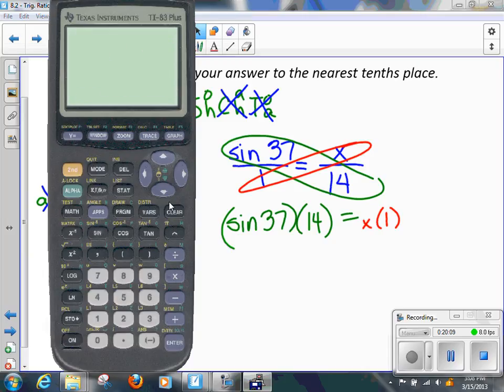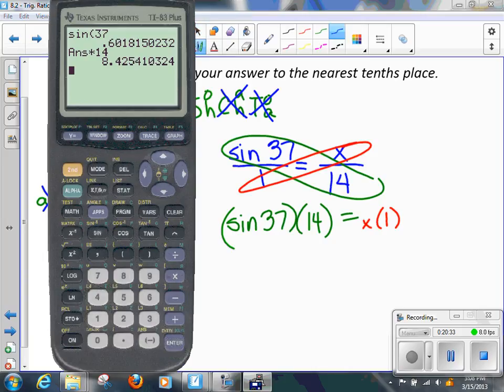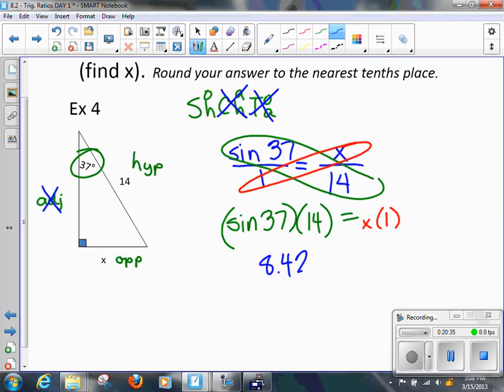All right, you ready? Here we go. Take your calculator and press, don't hit, sine of 37, enter. Wait a minute. We're going to multiply that number times what? Times 14. Now, we're going to write that number down. 8.425, and we're going to go dot, dot, dot. What's x times 1?